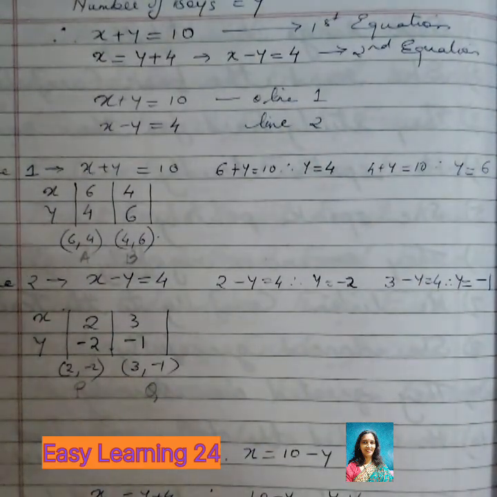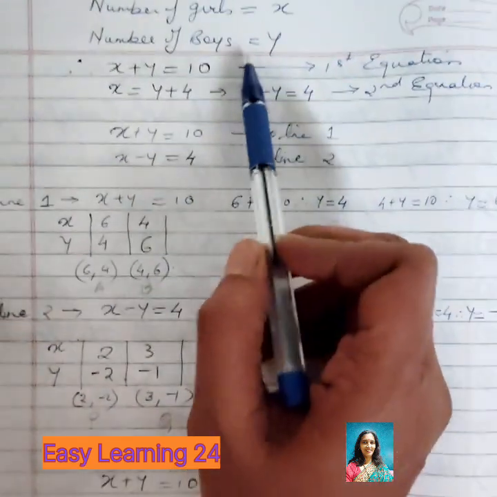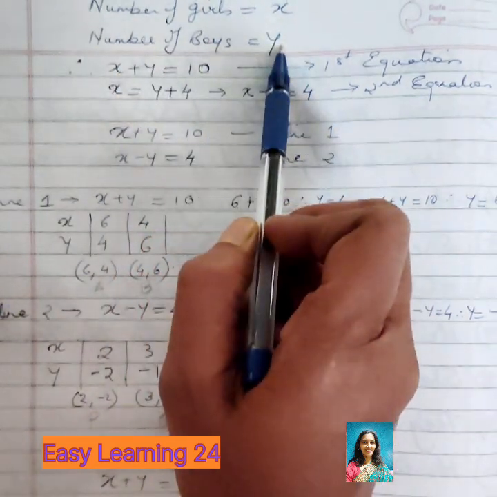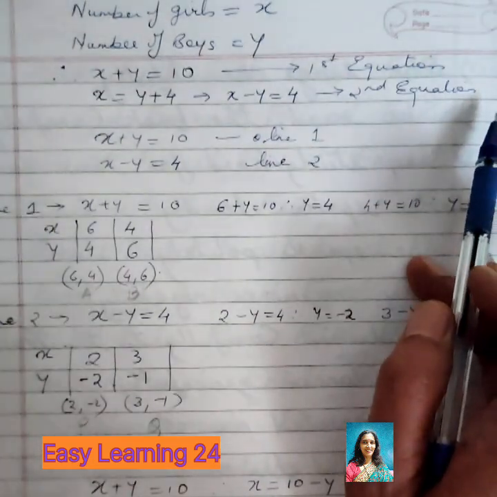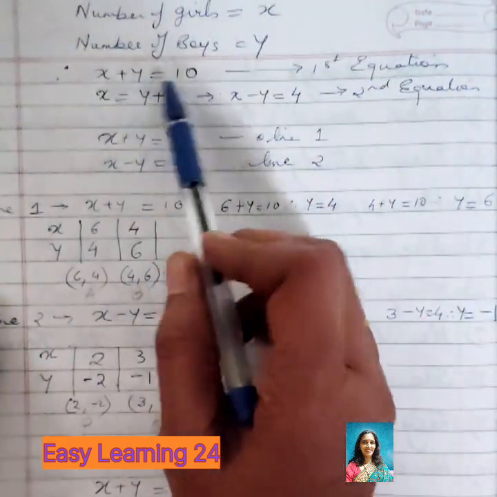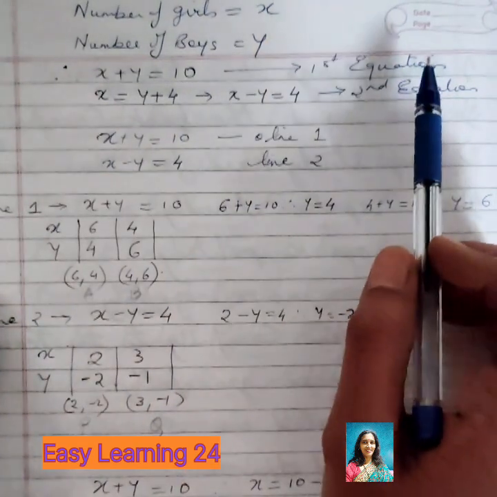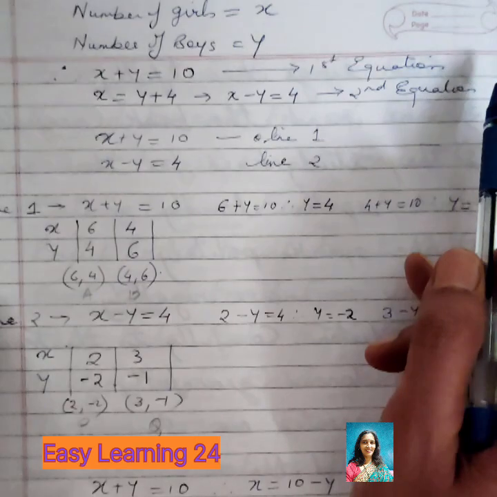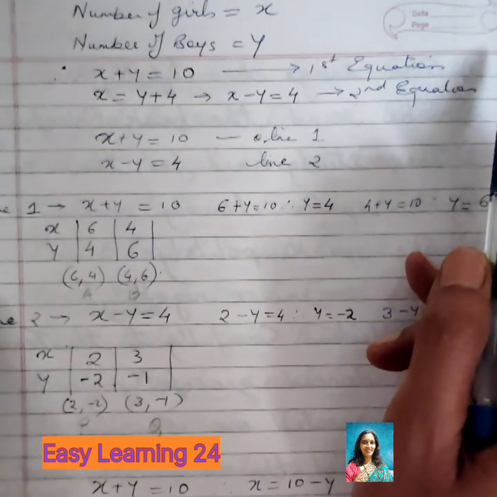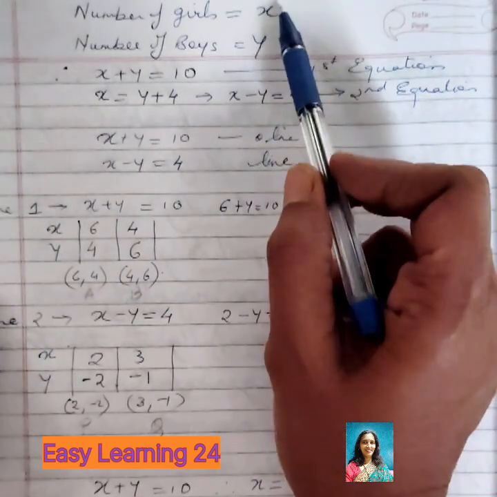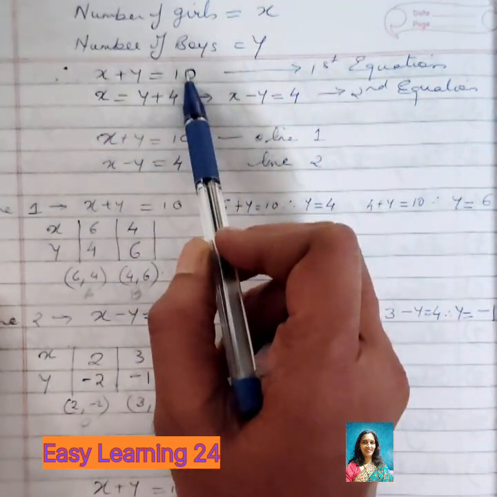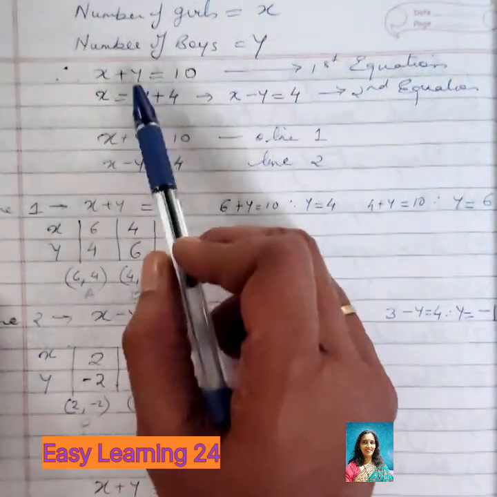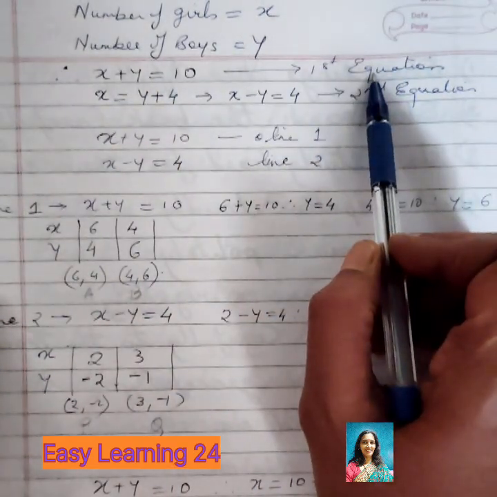So let's assume that number of girls are x. Okay, number of girls is x and number of boys is y. Right? So the first equation will be x plus y is equal to 10. Why? Because there are 10 students in class 10th. So boys and girls together, if we consider, they are 10 who took part in the quiz. So x plus y is equal to 10 because there are 10 number of students, and this is the first equation. Okay, this is the first line which we are going to draw.